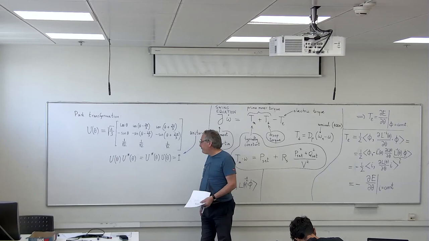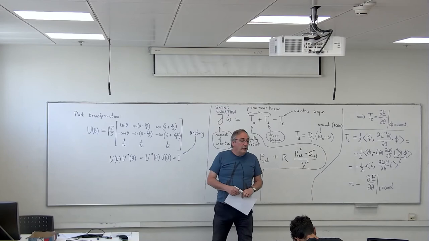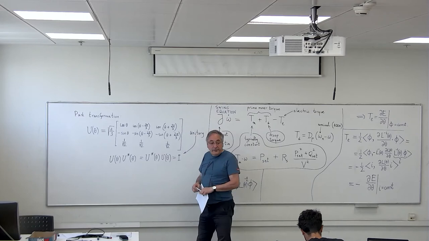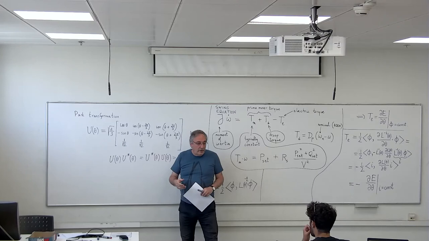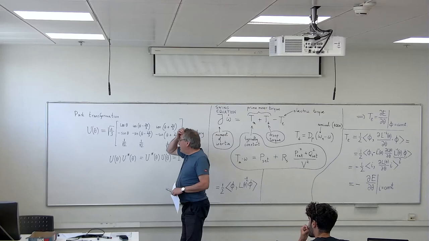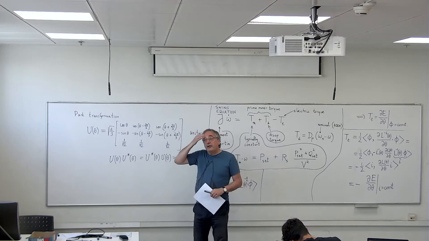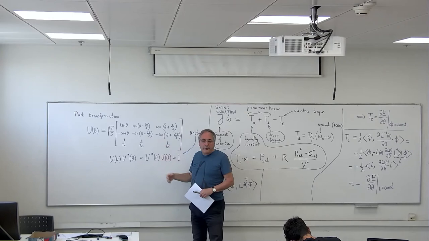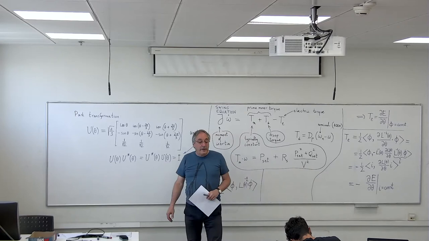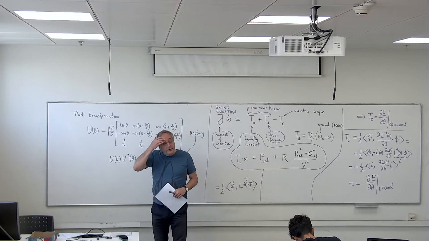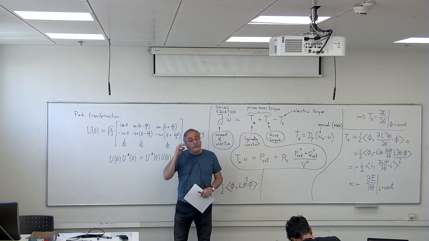Why do people who deal with power systems like this transformation so much? First of all, you have to define what the angle is. In the case of a synchronous machine, this angle would be the rotor angle, which we already denoted by theta. If you analyze a power grid, then you would find a phase angle of the grid at a certain point, and you could take that as your angle theta.